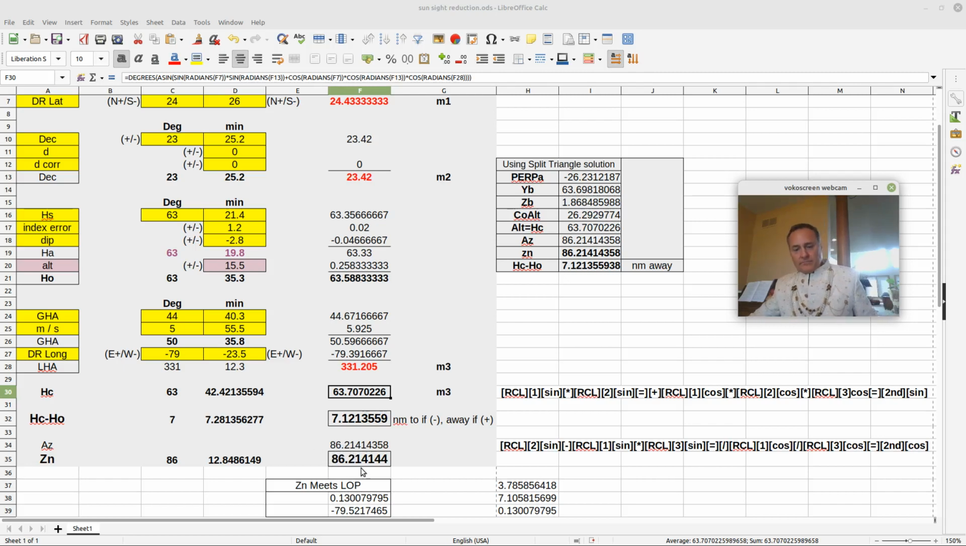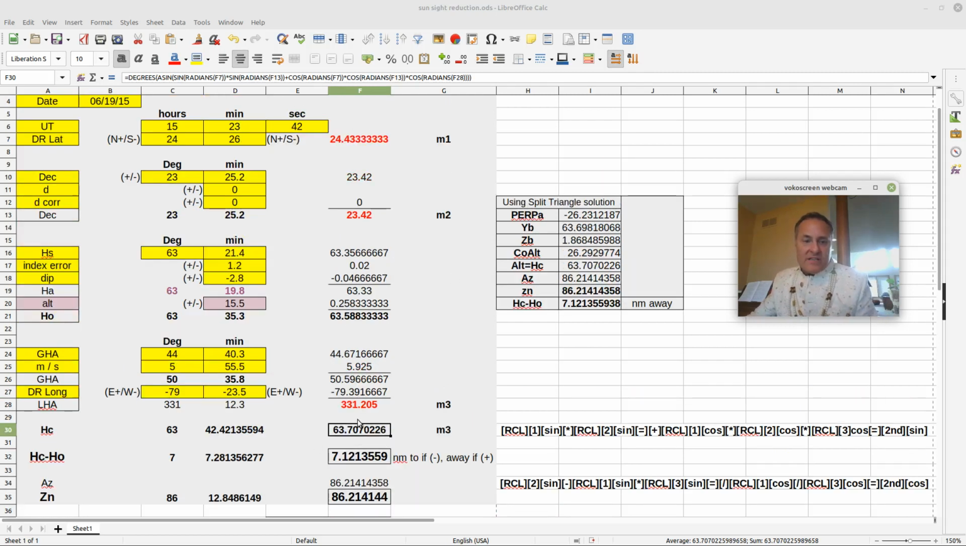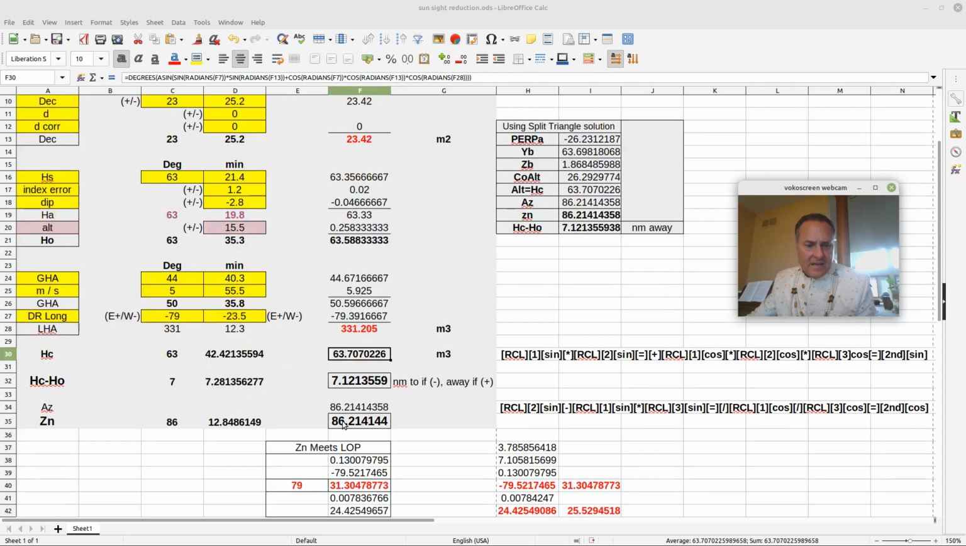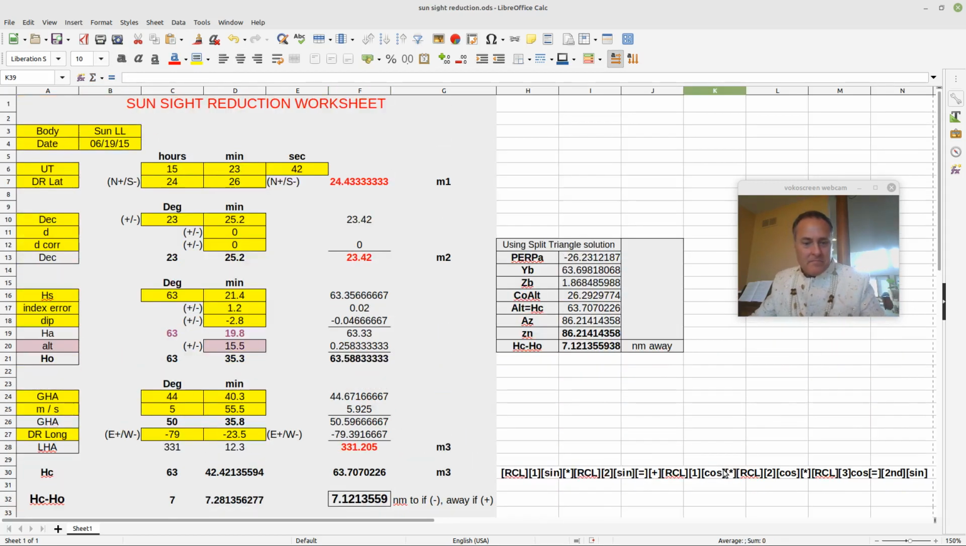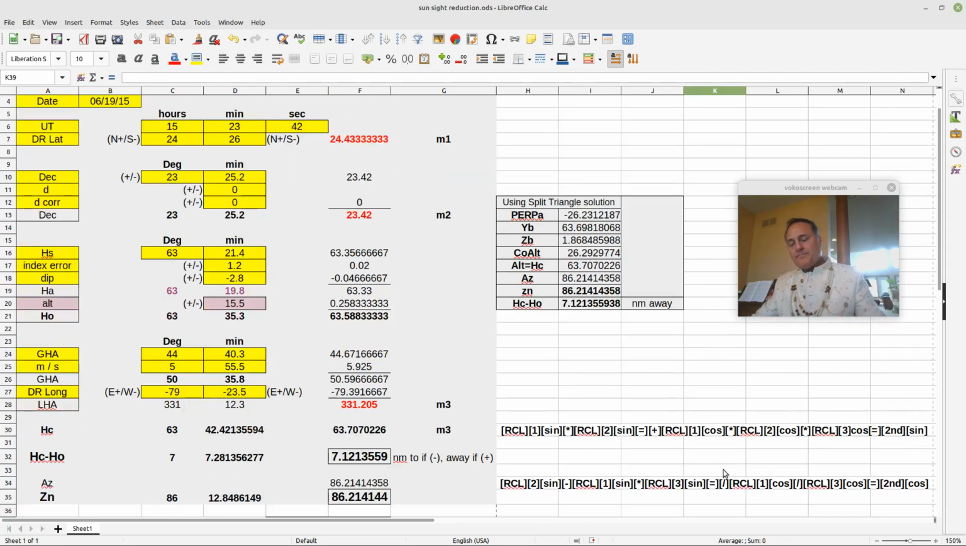So you can program all of this into Excel, and I'll show you. If F28 is less than 180, then 360 minus F34, otherwise F34. That's just saying exactly what I said previously. So, there you go. You don't need to know what you're doing.